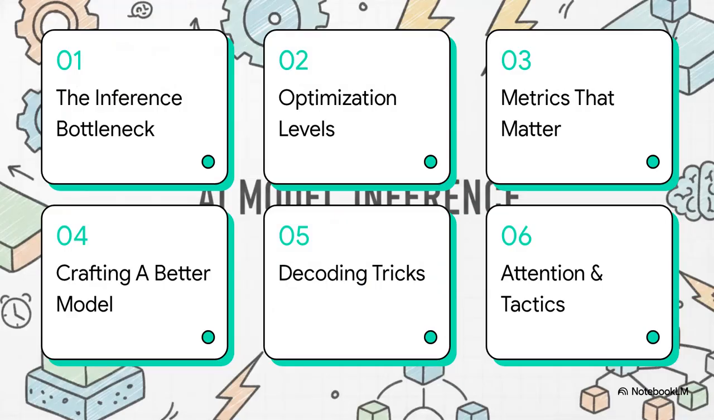Here's our roadmap for this explainer. First, the inference bottleneck. Second, the 3 levels of optimization. Third, metrics that actually matter. Fourth, crafting a better model. Fifth, beating autoregressive generation. And finally, attention and service tactics.